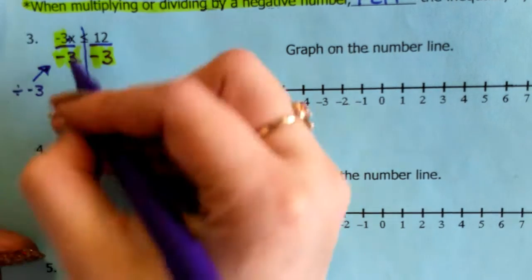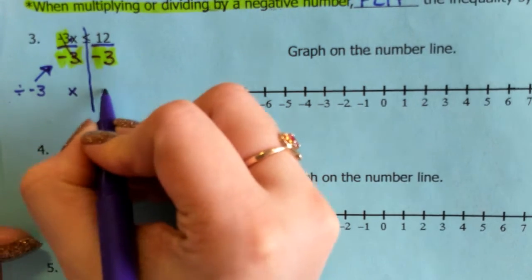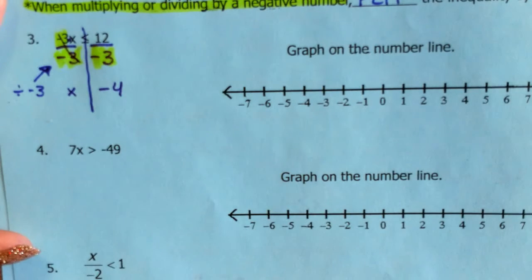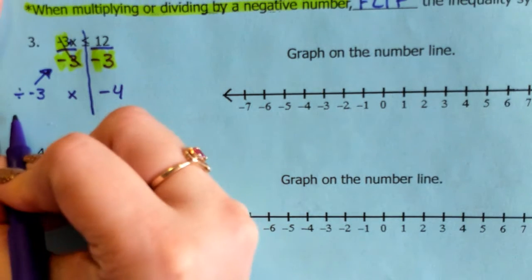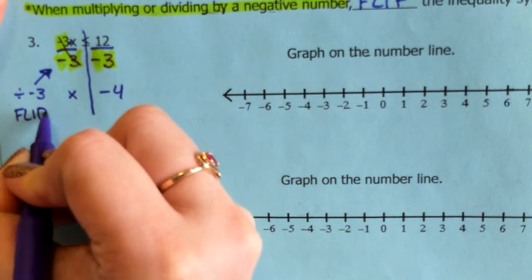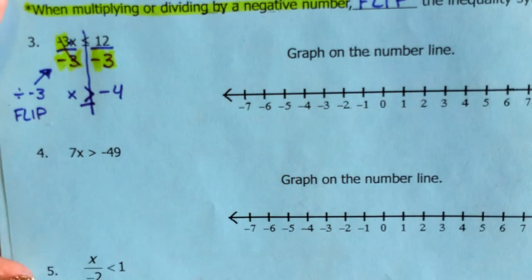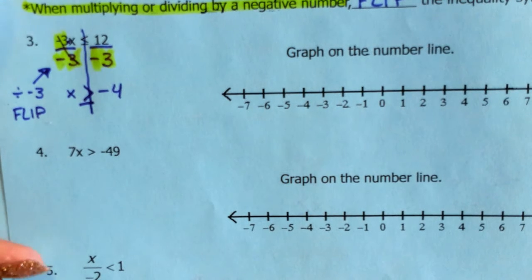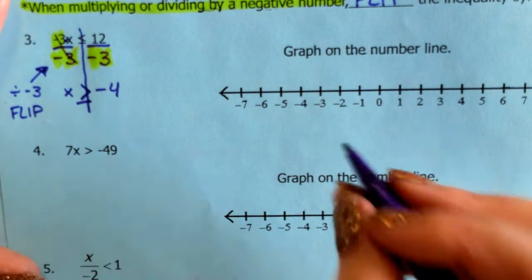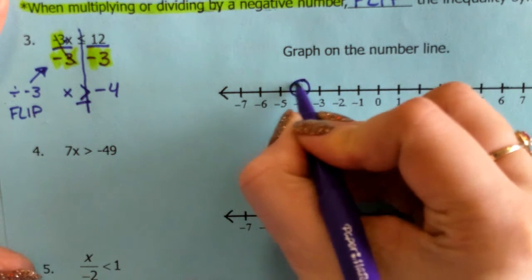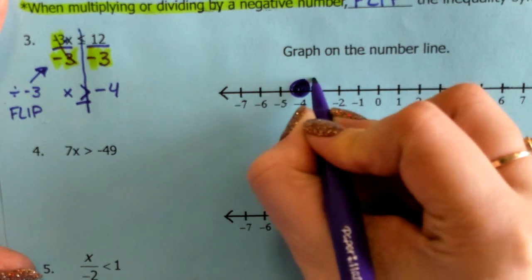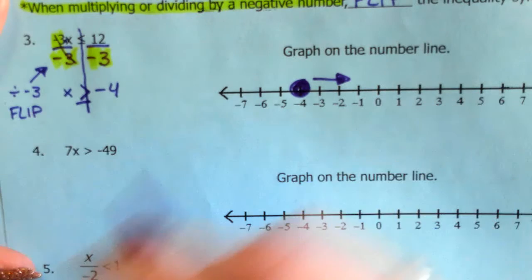So when I divide by negative 3, my 3's cancel. I get x and negative 4. Because I divided by a negative number, I'm going to flip the sign. Instead of being a less than or equal to, I now have a greater than or equal to sign. I'm going to find negative 4 to put a closed circle and go to the right.